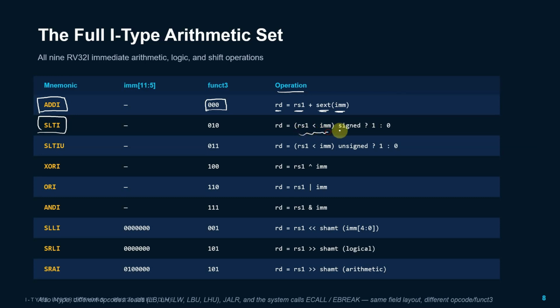and if this condition is satisfied, then we are going to provide this equal to 1, or else provide this equal to 0. This is nothing but my set less than, and this is set less than unsigned, and I'm going to have an XOR operation, OR operation, AND operation, and shift left immediate, and shift right immediate, and next I'm going to have shift right arithmetic, and this is shift right logical, and this is shift right arithmetic. So these are the different kinds of operations which we are going to do in our I-type instructions.